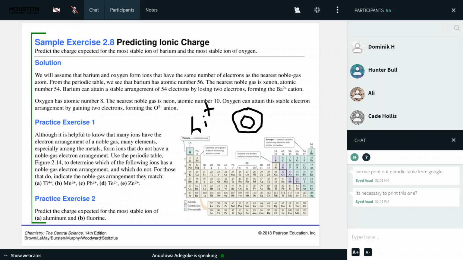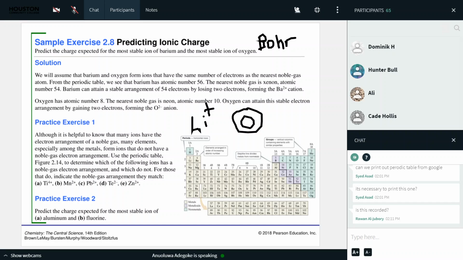So I'm drawing the Bohr model. Bohr is a scientist that came up with the idea of drawing these little circles, and basically those just represent where the electrons are located around the nucleus. So this is a Bohr model of the atom. And then basically, let's just look at lithium first.